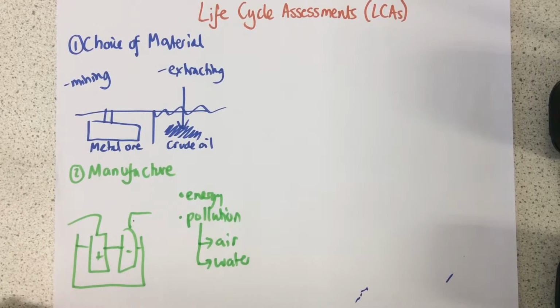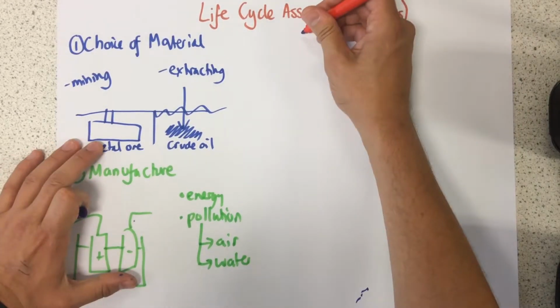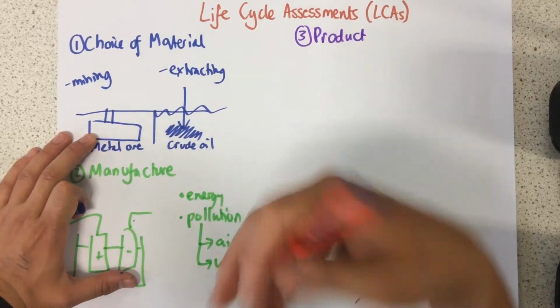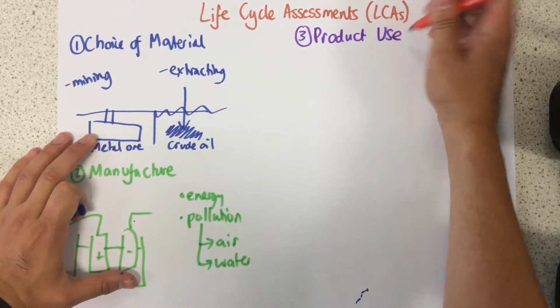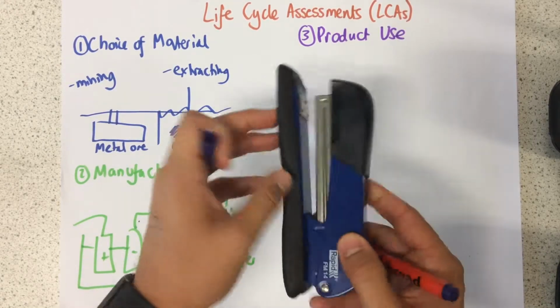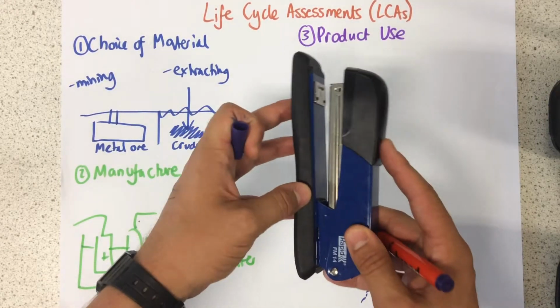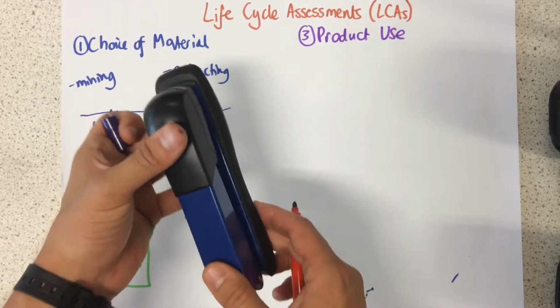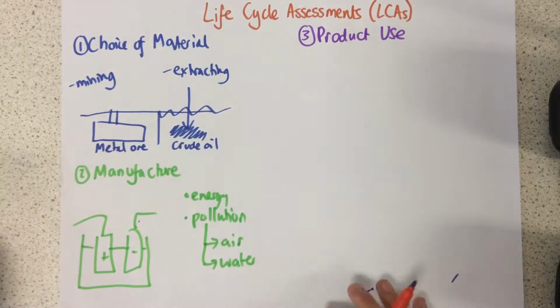Okay, the third step is product use. What's the impact on the environment this product has during its lifetime? Now this product here will have very, very little impact on the environment during its lifetime because it's not damaging the environment as I staple sheets together at all.